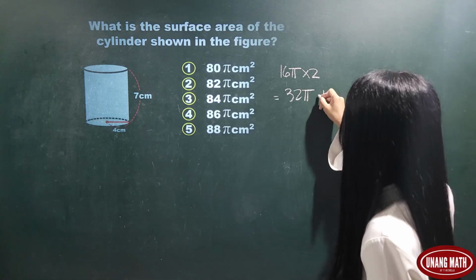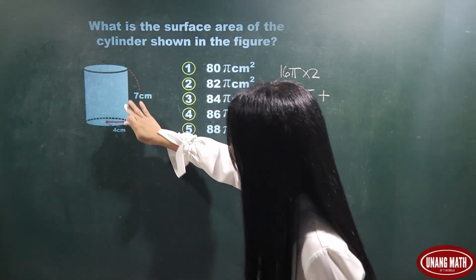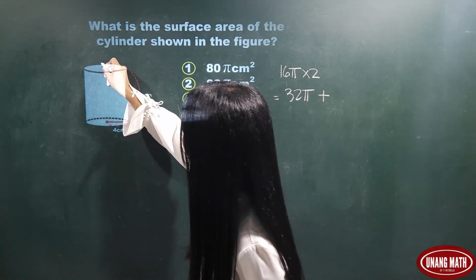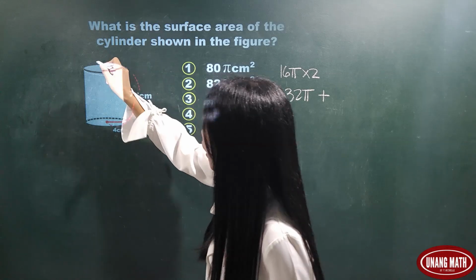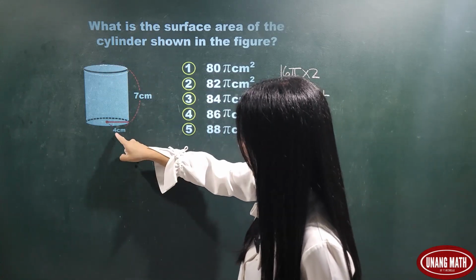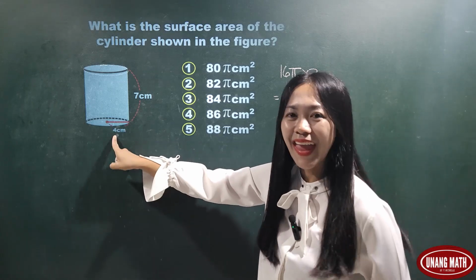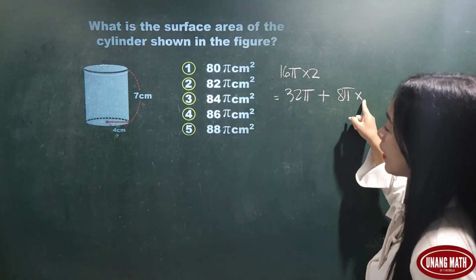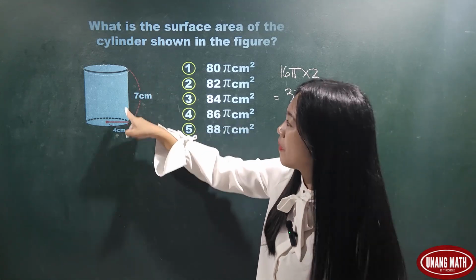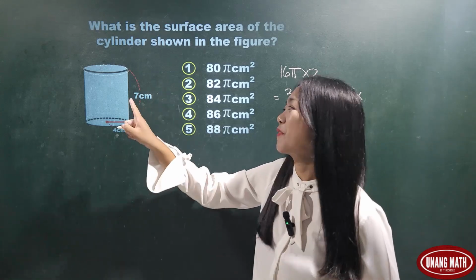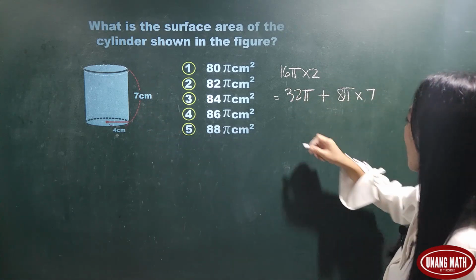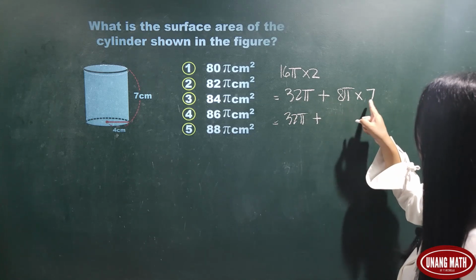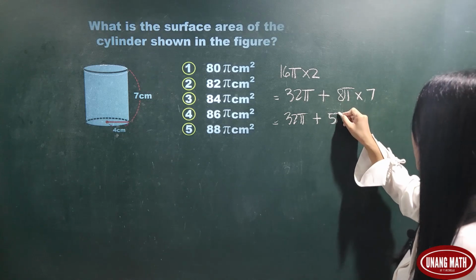Okay, now we have to add here the area of the lateral face. Okay, to get the length, that would be the circumference of this circle. So 2 times pi times the radius, that is equal to 8 pi. So plus 8 pi, and we need to multiply this one by the height of the cylinder or the width of the rectangle. So that is times 7. So 8 pi times 7, that is equal to 56 pi.